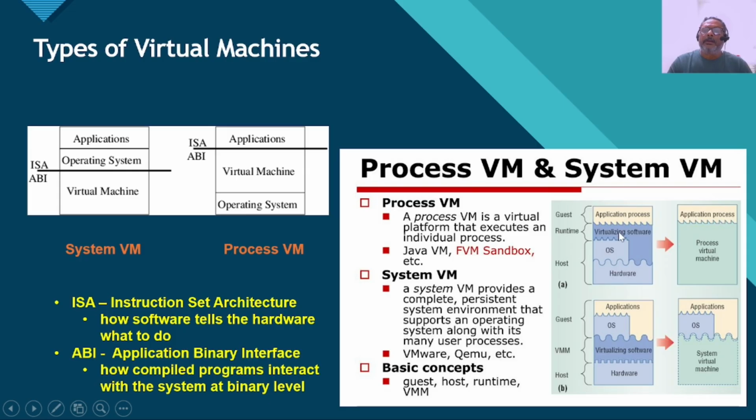But in case of process virtual machine, the application itself has a virtualizing software, so the application interacts with the virtualizing software. If that application requires separate software, then it goes into the software installed on the hardware, and via that it goes. Or if it wants to work with some other operating system, then the virtualizing software will provide that other operating system.